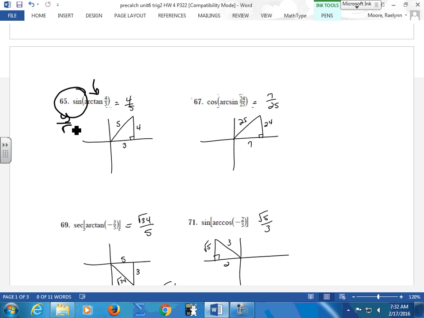Sometimes we ask you for a function, sometimes we ask you for an angle. I think this one makes more sense because you actually locate where your restricted angle is, label your triangle, and then find another function of it. That's all you're doing.